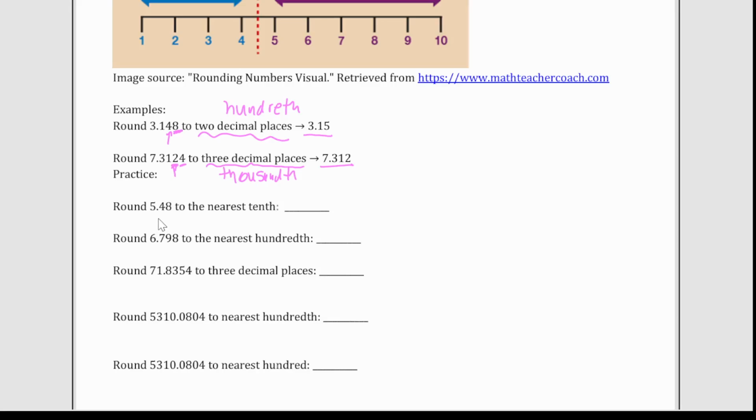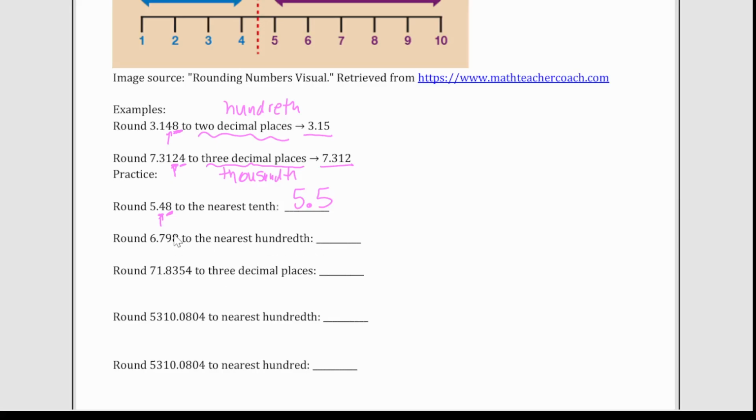So if we have 5.48 rounded to the nearest tenth, we're going to think about whether or not this 4 rounds up or down. Based on this 8, since 8 is bigger than 5, he's going to round up, and he's going to round up to 5.5.